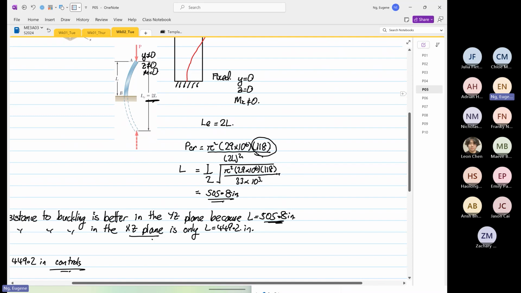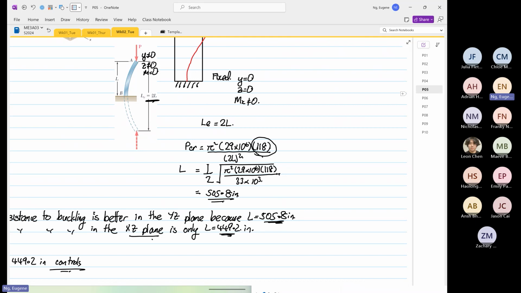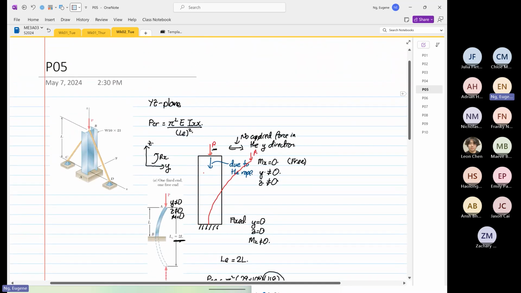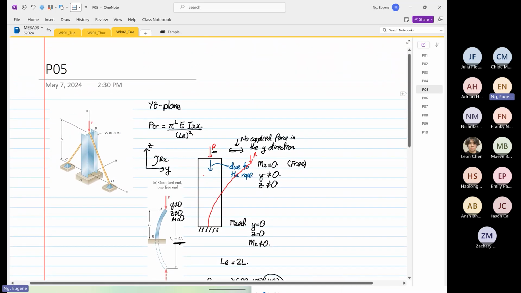50 or 505.8, whereas XY is only what? 449.2, the lower value controls. Okay, so this question alone has a lot of layers. When this is the first time you're looking at it, it can be a bit confusing.